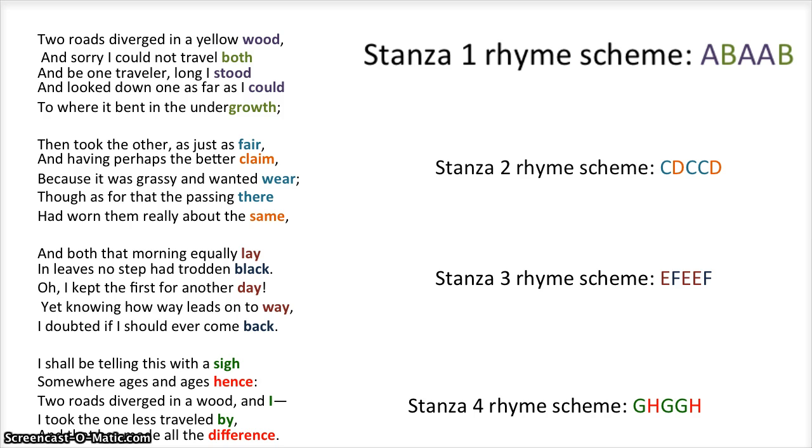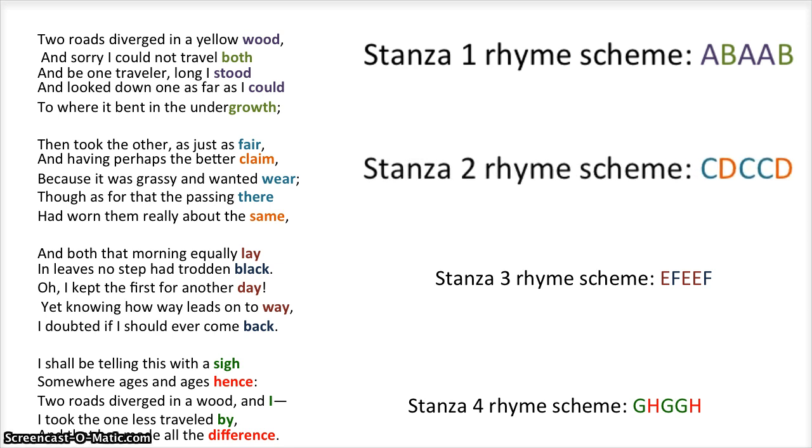That's why you have ABAAB. Stanza 2 is fair, claim, where, there, same. Fair, where, there all rhyme with one another. Claim and same rhyme with each other. What we have to notice is that fair does not rhyme with either would or both, and neither does claim, which is why we have to represent them using different letters such as C and D.